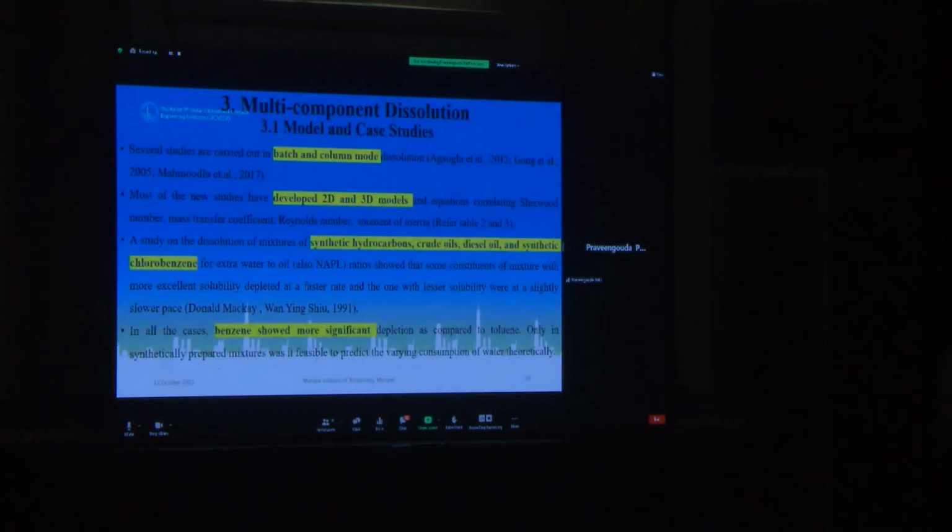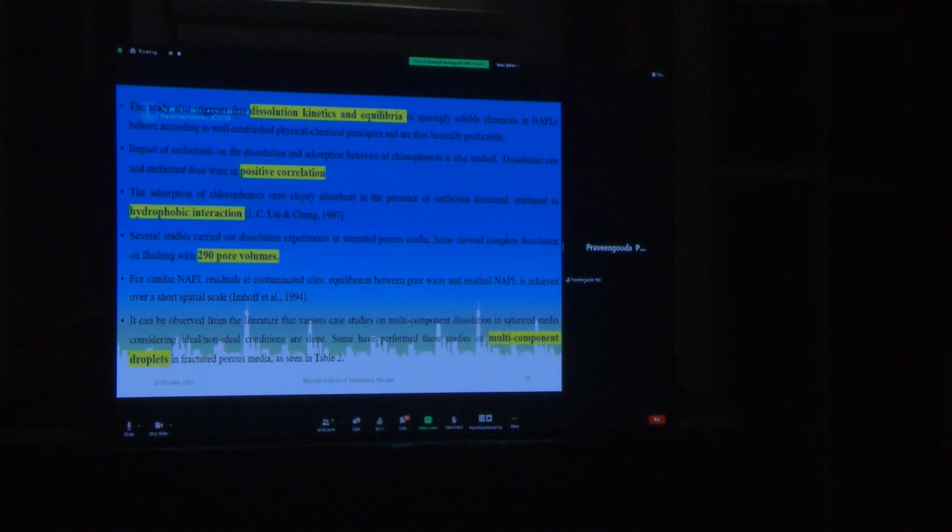Multi-component dissolution. When more than one component is considered in a dissolution study, either in batch or column mode, it can be considered as multi-component dissolution. Several studies have been done using batch and column mode. They have also developed 2D and 3D models. Some studies have used synthetic hydrocarbons, crude oil, diesel oil, and synthetic chlorobenzene. In most of the cases, benzene showed more significant depletion as compared to others.